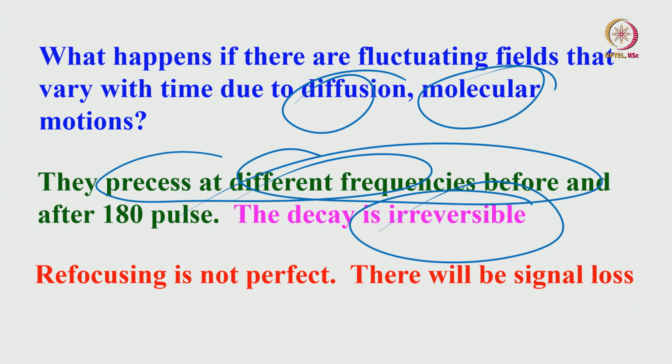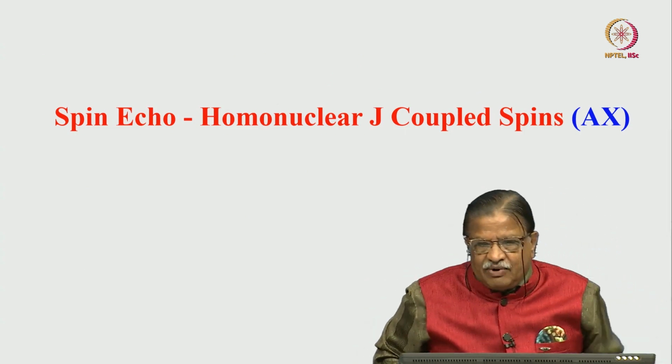But please remember: when there are field inhomogeneities, there is a refocusing. But for the local fluctuating field, because of molecular diffusion, perfusion, or different types of motion, there will be different precession frequencies before and after the 180 pulse. As a consequence, the decay is irreversible. There is no way you can refocus it. And this is what I just wanted to say.